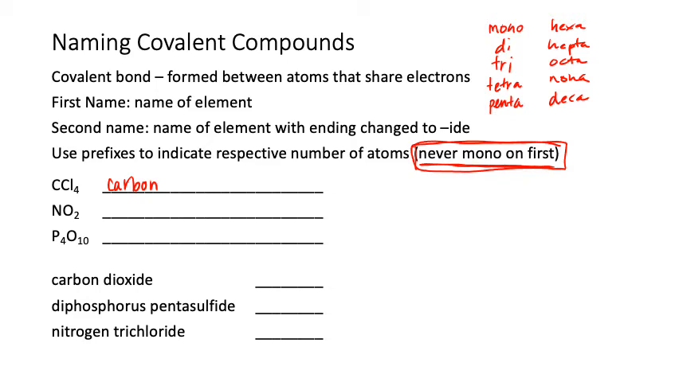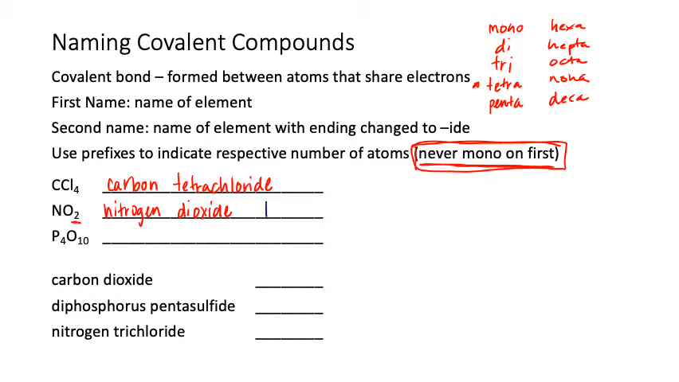But we have chlorine, and we know there's 4 of them. So 4 is going to be tetra. And then it's going to be chloride. So this one would be carbon tetrachloride. Next, NO2. This is going to be nitrogen. Again, we're not using a prefix because we don't use mono on the first one. And then here we have 2 oxygens. So that's going to be dioxide.